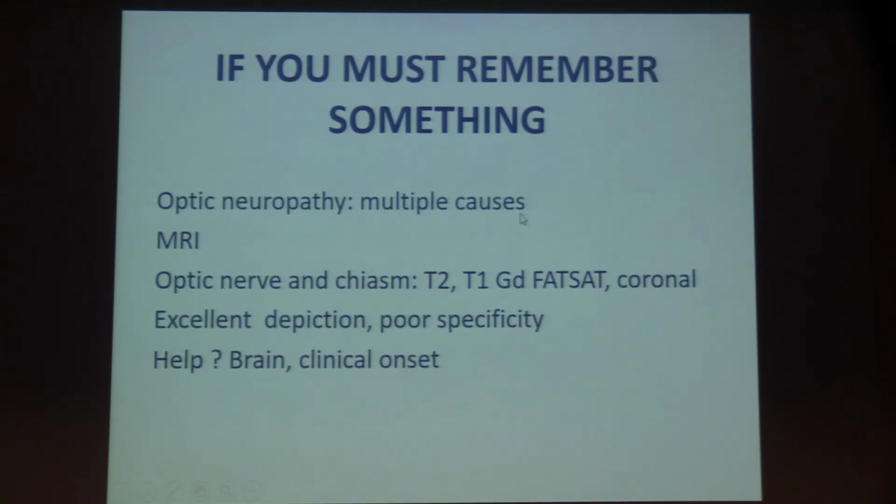So if you must remember something, there are a lot of causes of optic neuropathy. MRI has to be performed, and don't hesitate to do the images again if they are blurred. With T2, T1 gadolinium fat sat on the coronal planes, the depiction of the lesion is excellent. The specificity is not so good, and the help will be given by brain examination and clinical onset.